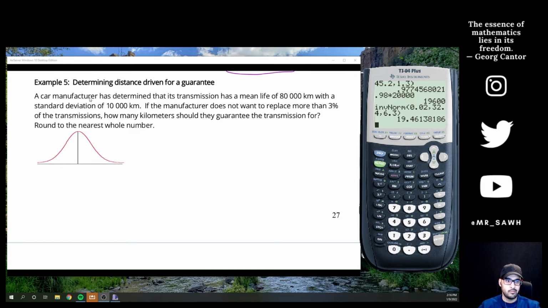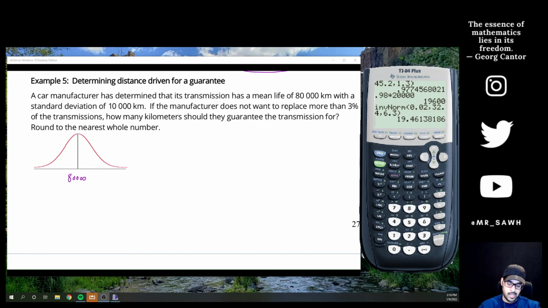Okay, so this car manufacturer determines their transmission has an average life of 80,000 kilometers. So there's my average number, 80,000 in the middle. Standard deviation is 10,000. They don't want to replace more than 3% of transmissions. How many kilometers should they guarantee it for? Essentially asking you, what should the warranty be? So again, that percentage, as soon as you see it, that's your probability or area. So 3% is very, very tiny. 0.03, or in other words, that's 3%.